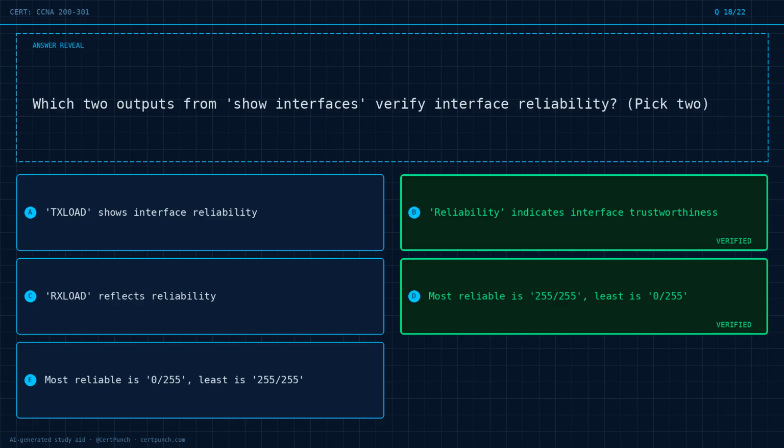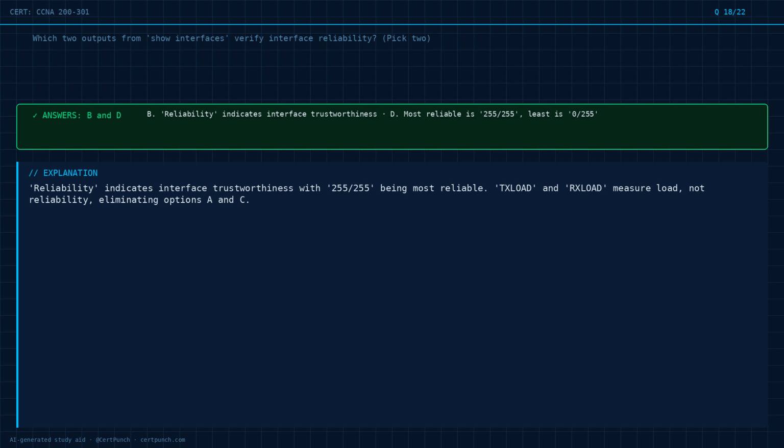The correct answers are options B and D. Exam logic. Reliability indicates interface trustworthiness, with 255/255 being most reliable. TX load and RX load measure load, not reliability, eliminating options A and C.